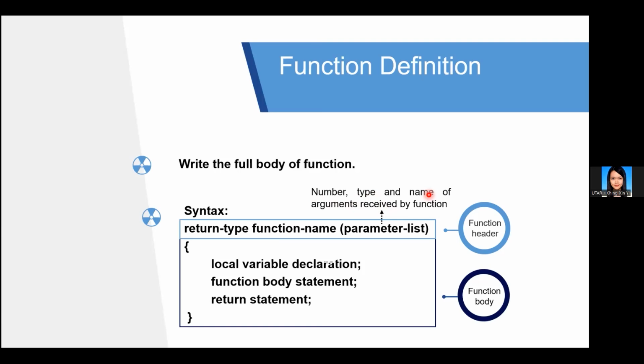Because during the function declaration, you just need to mention the number and the type. But for the function definition, you have to mention the number, the type, and also the name.